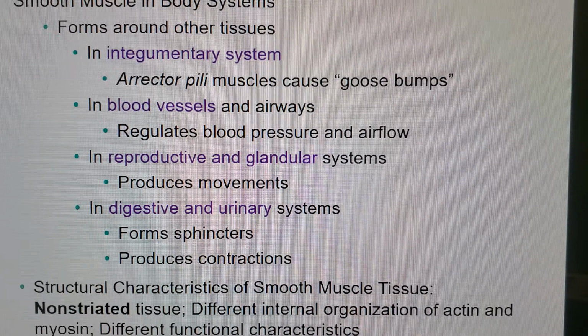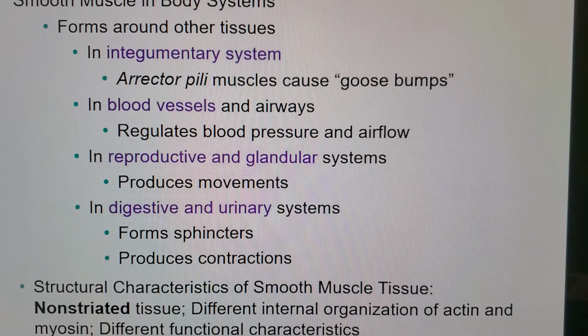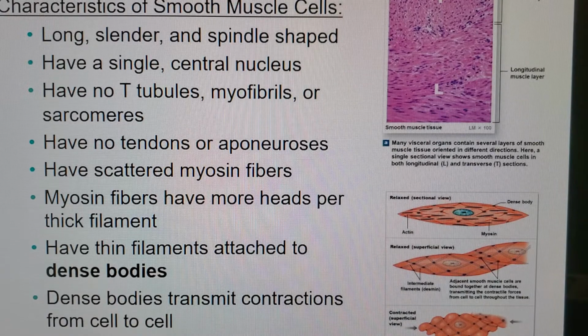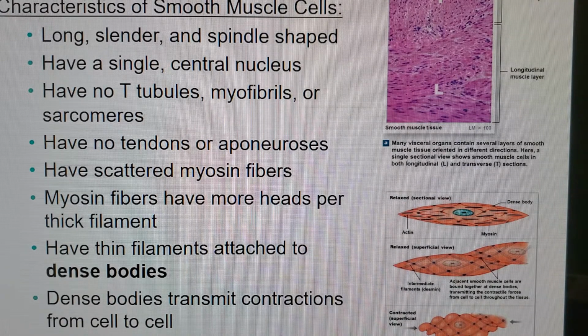Smooth muscle does not have striations. It is non-striated, and it's the only muscle that has no striations. It has a different internal organization. It does have actin and myosin, but it's put together differently and it contracts differently. That's because it has a different function. The characteristics of smooth muscle cells, they are long, slender, spindle-shaped, and you can see in those images. They have a single central nucleus.